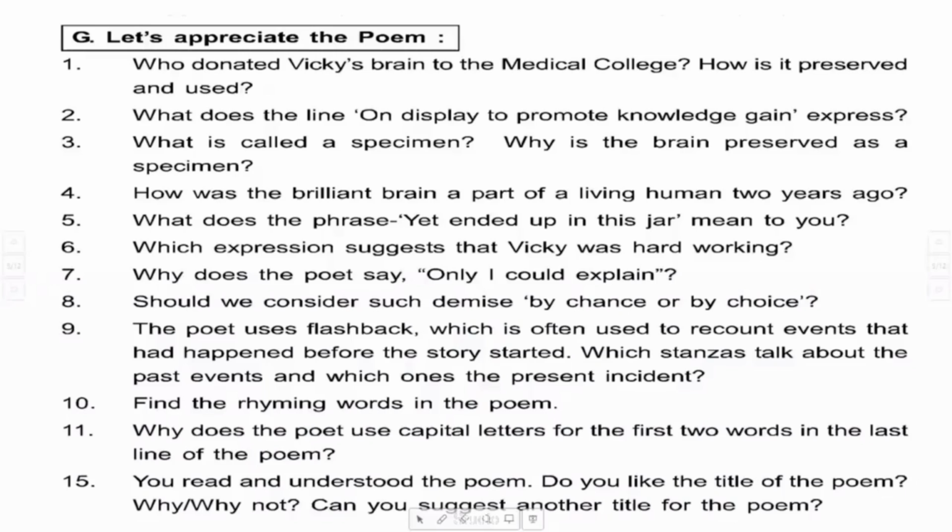So for this, the flashback technique is also used in the poem. Two years ago, he was very strong, he was very active, he was lively. All this is in the poem, you can find out and write. Then, what does the phrase yet ended up in this jar mean? It was kept in the museum in the formalin jar. You can write that thing. So likewise questions are there.